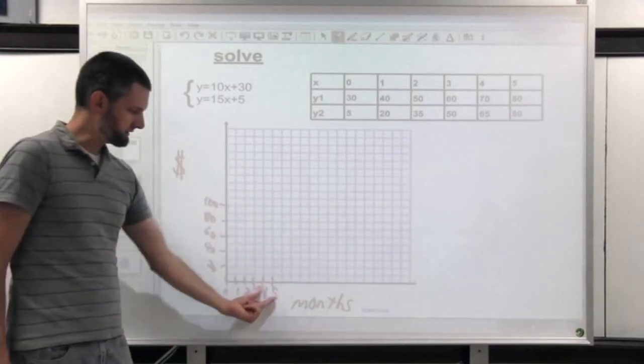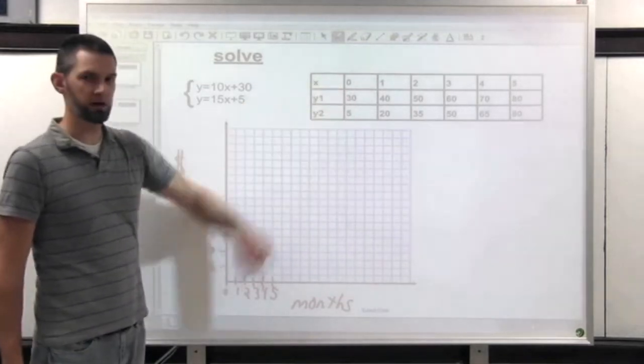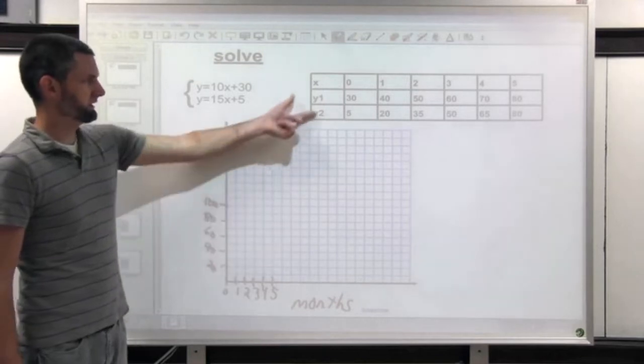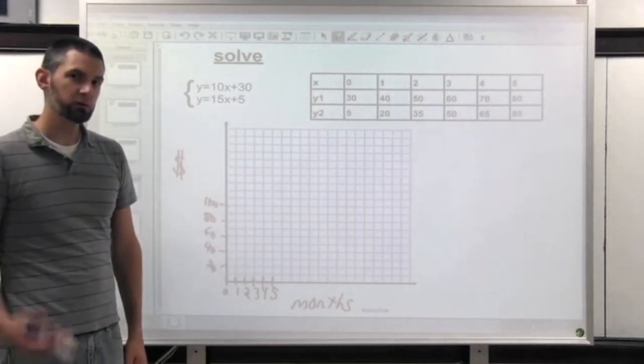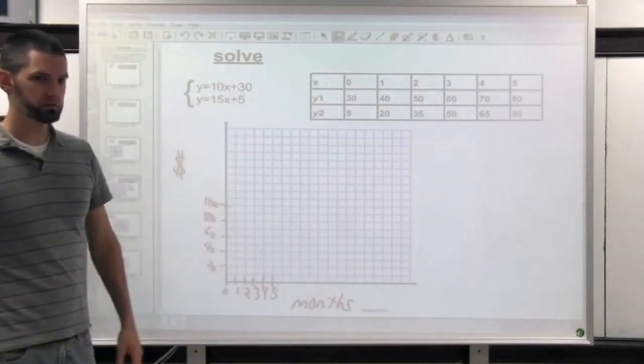And notice I've already set mine up. Months down here on the x-axis, because that was our x, how many months we were saving money. And then this is dollars, and that's our y. That's how much money they had in the two accounts. So let's find out what happens when we graph these points, when we graph a system.